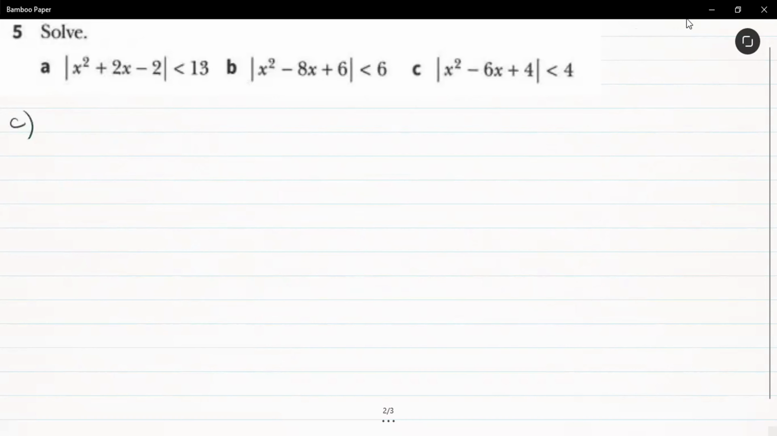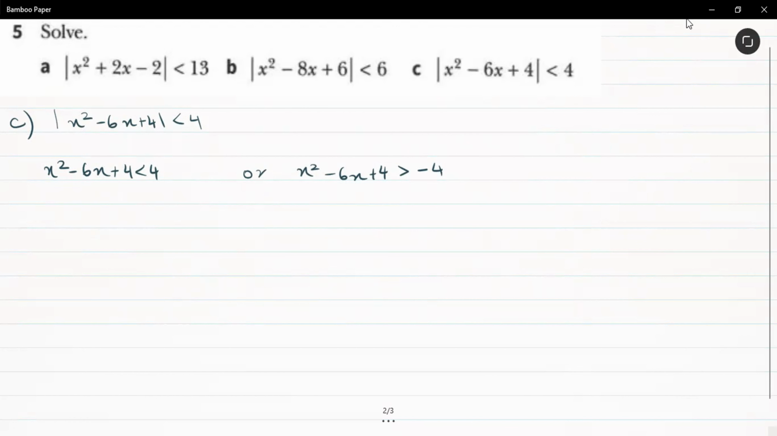Okay, for part C, what we have got is the modulus of x squared minus 6x plus 4 is going to be lesser than 4. So again, the same technique: x squared minus 6x plus 4 is going to be lesser than 4. We are going to write this as it is, or x squared minus 6x plus 4 is actually greater than -4. We're doing two things: we are flipping the side of the inequality and we are multiplying by negative the second value on the other side. Okay, this is for part C.